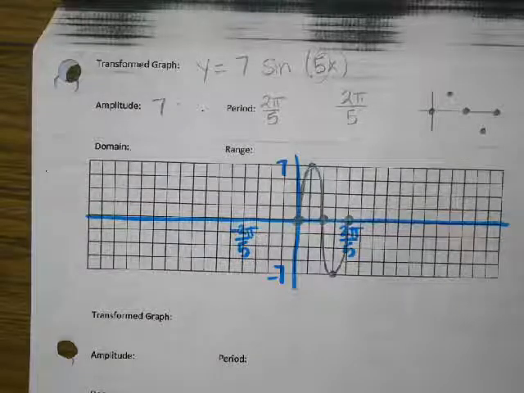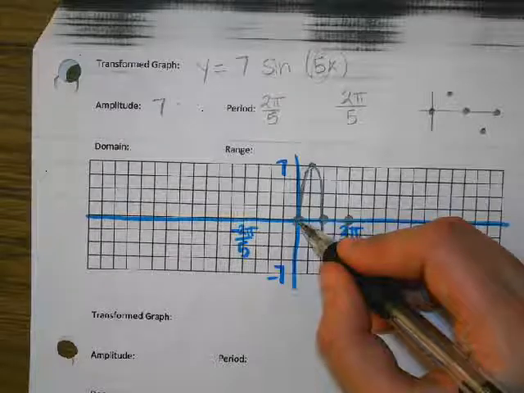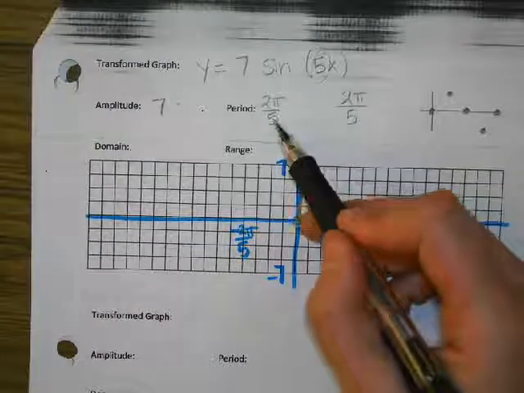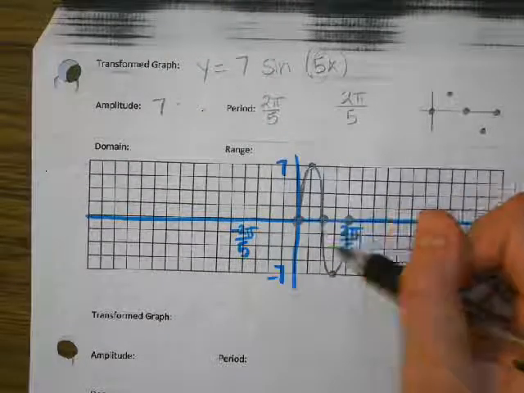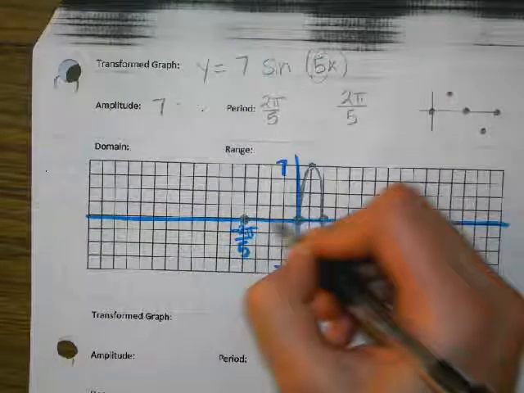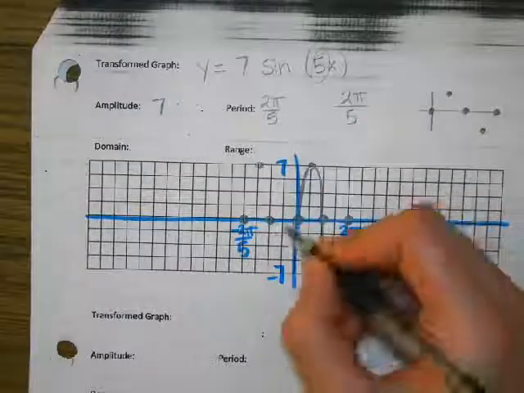The point from 0 to 2 pi fifths, that's the whole cycle. Start and end, right? And that's because they said the period was 2 pi fifths. So I just said this is where I end, this is the middle, and then I go up and I go down. Miss Rhodes, you can still figure out the range without graphing, right? You can. This is just an amplitude.